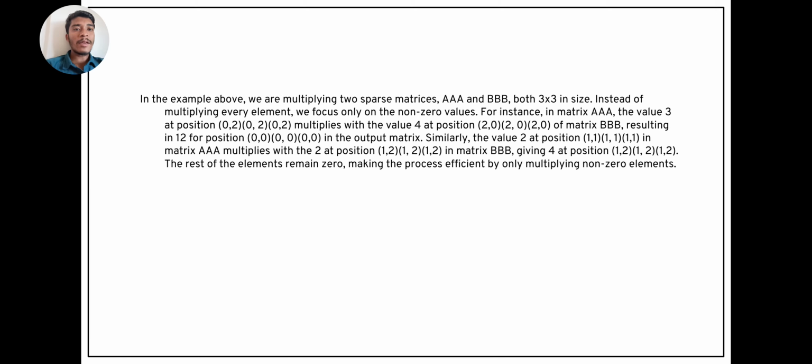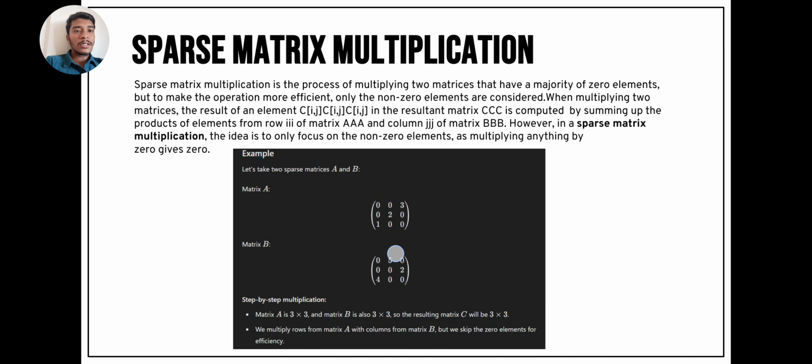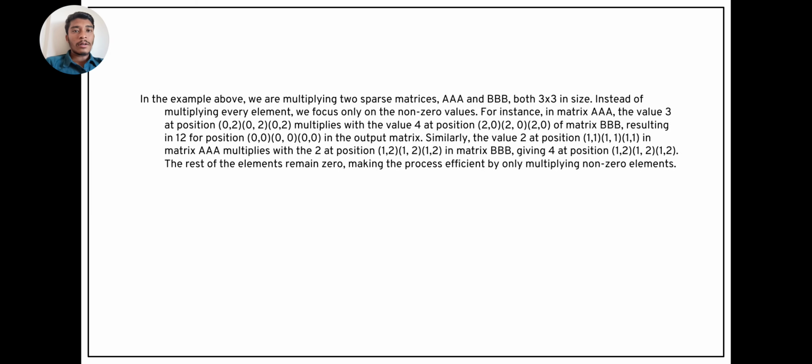So in the example, we are multiplying the two sparse matrices A and B. Both are 3 cross 3 matrices. Instead of multiplying every element, we focus only on non-zero elements. For instance, in matrix A the third value is non-zero, at position 0 comma 2. It multiplies with the value at position 2 comma 0 of matrix B, resulting in the value at position 0 comma 0 in the output matrix.